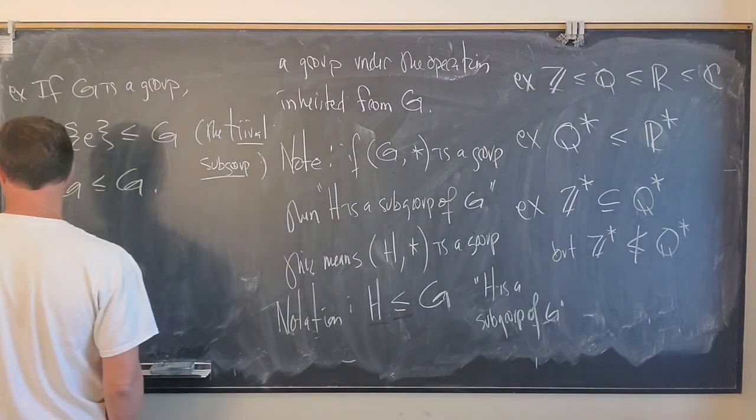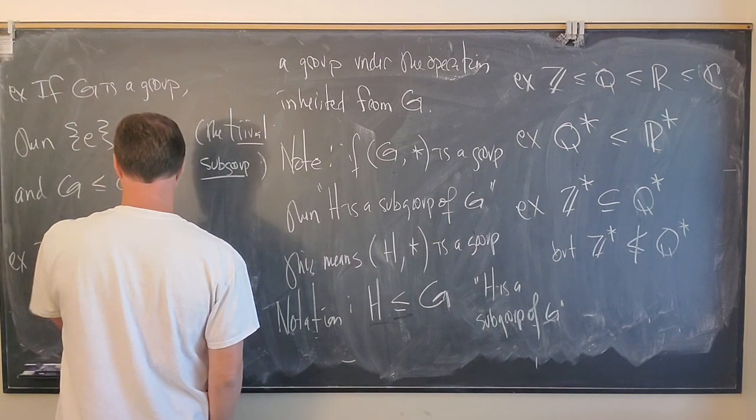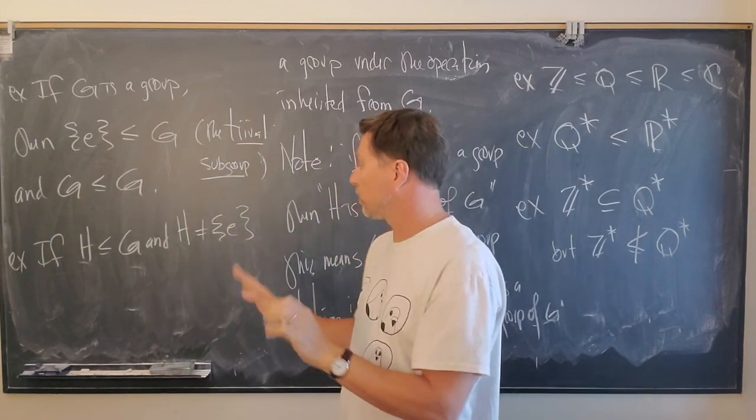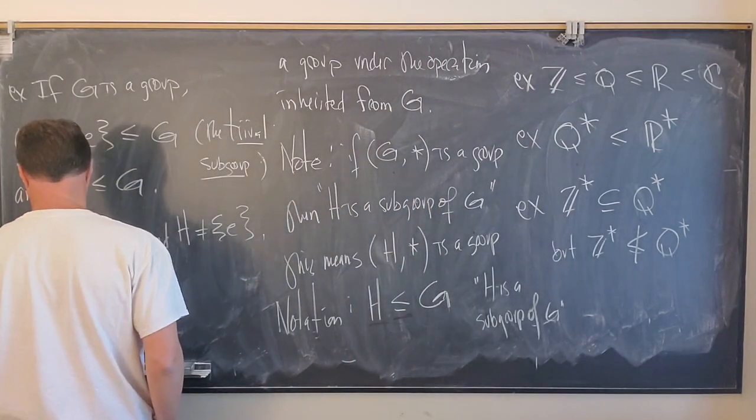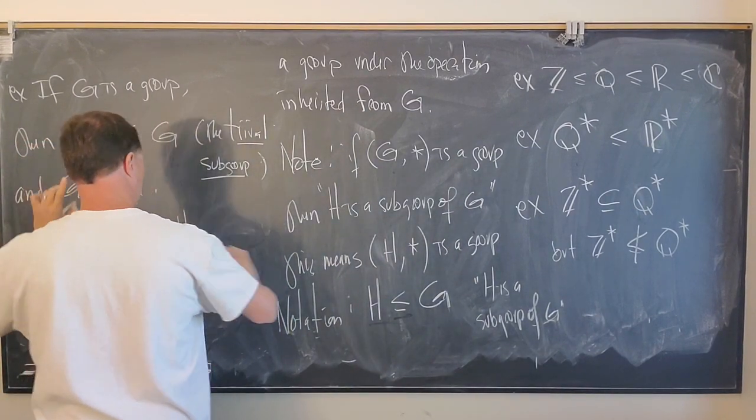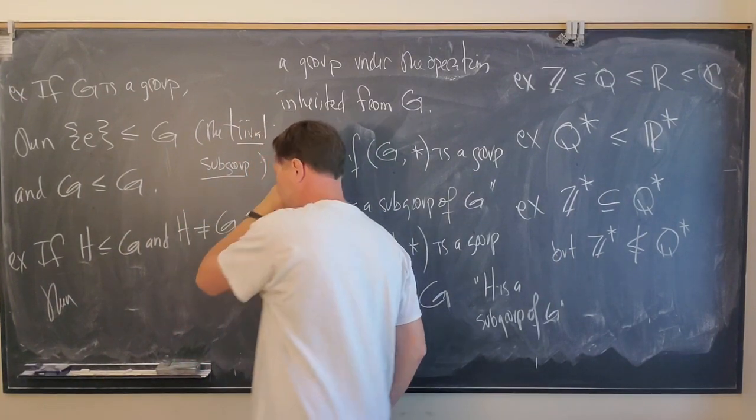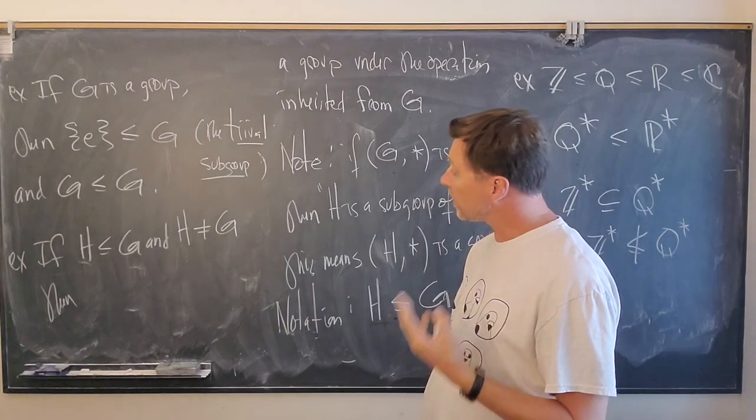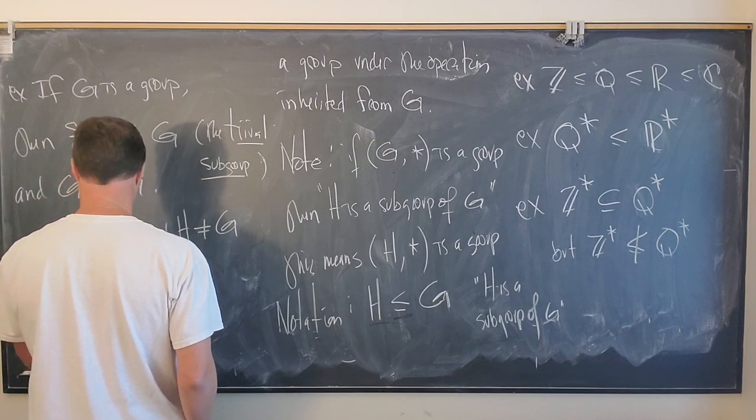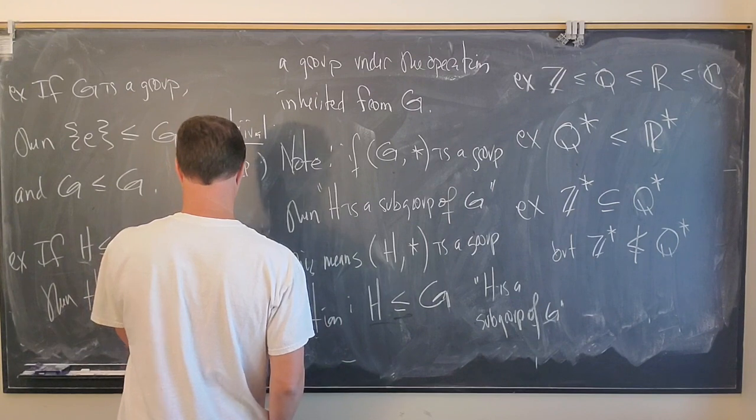A piece of terminology here. So if H is a subgroup of G and H is not equal to the trivial subgroup, so if it's some other subgroup of G, right, then, oh, no, that's not what I want to say. No, sorry. If H is a subgroup of G and H is not equal to G, that's the case I want to focus on. So if H is a subgroup and it's not all of G itself, then H is a proper subgroup.